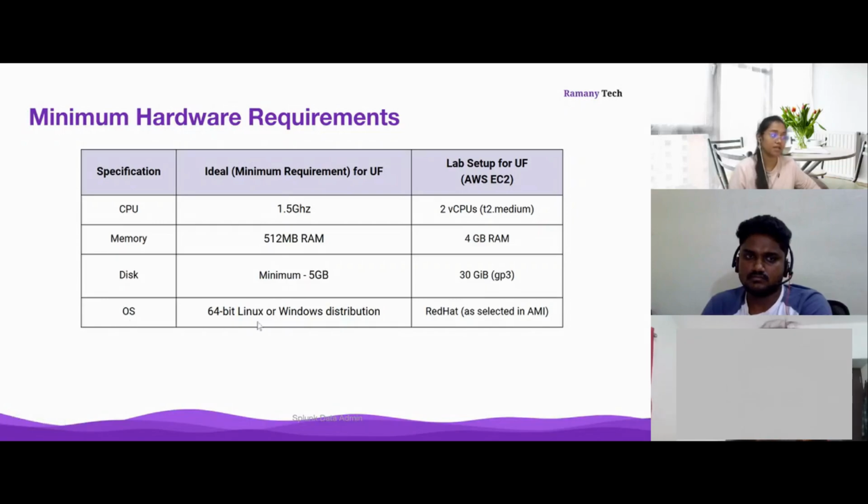And for the OS, the universal forwarder can run fine on both Linux and Windows. That's not an issue. Here we are going to use the same configuration for all three, because on this UF instance we are going to install some other data sources going forward. That's the reason I have kept quite a high configuration here. So these are the minimum hardware requirements.